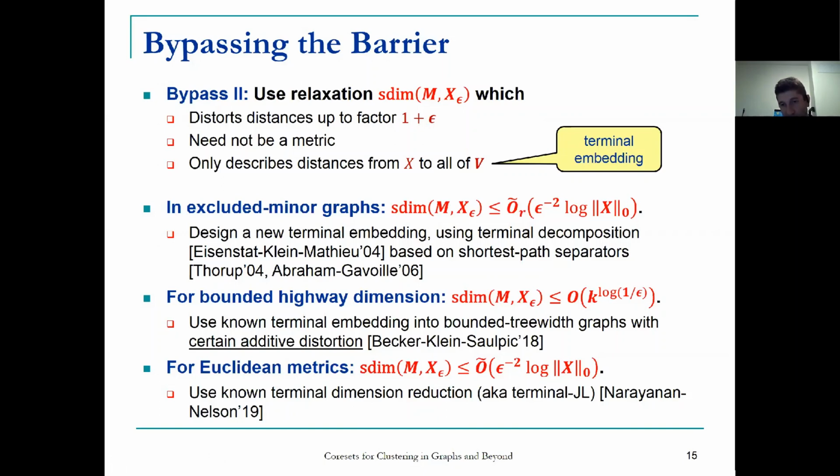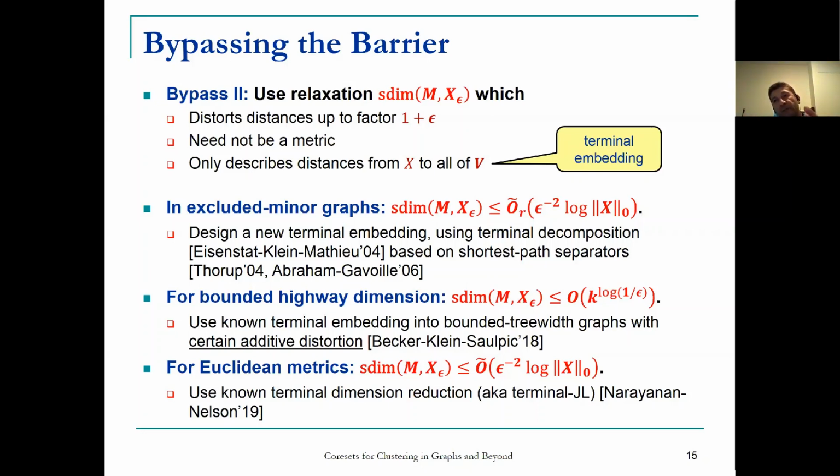It's not clear from this description, but basically there is a version of JL called terminal JL, exactly for this reason, because you care about the distance between a few points and the rest, all the points in the space. And you can reduce the dimension by this terminal JL theorem of Narayanan and Nelson. Once you reduce the dimension, you're in a Euclidean space of small dimension.